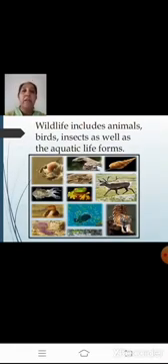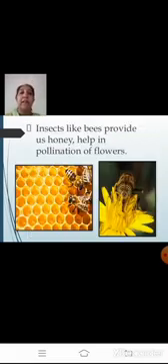Now, wildlife includes what? It includes animals, birds, insects, as well as aquatic life, right? They provide us milk, meat, hides, and wool. Insects like bees provide us honey, and they also help us in the pollination of flowers. You have learnt about the pollination of flowers in your lower classes, and they have an important role to play as decomposers in the ecosystem.